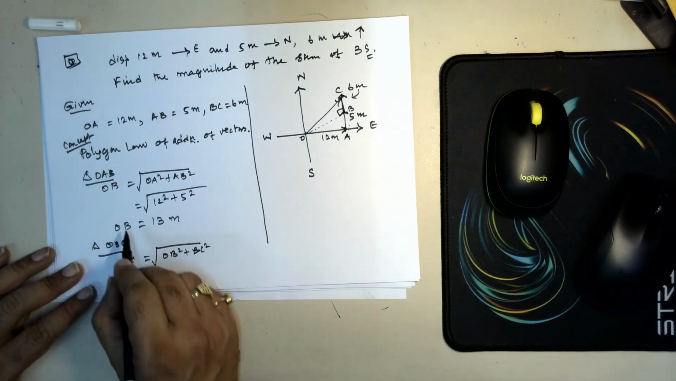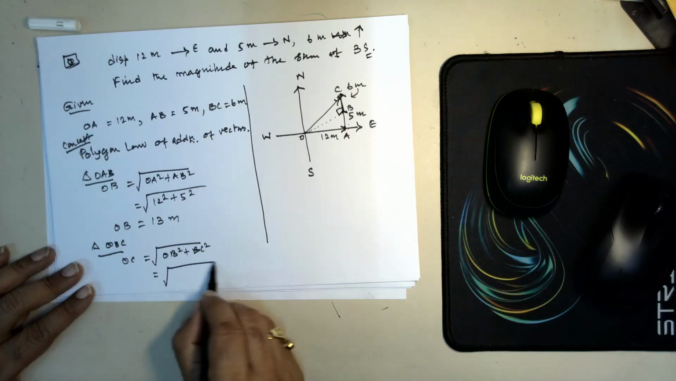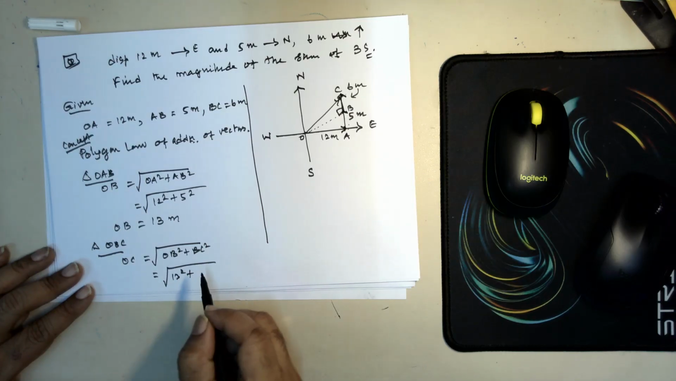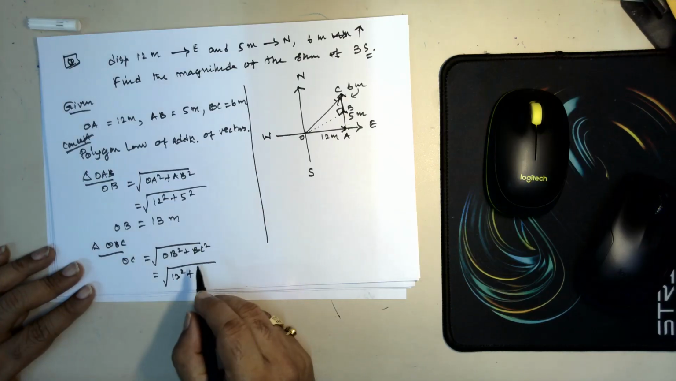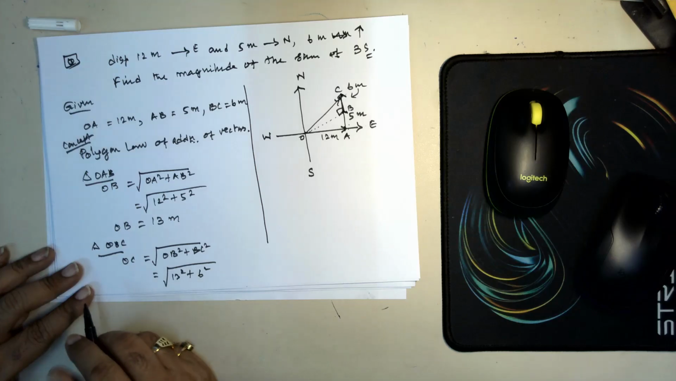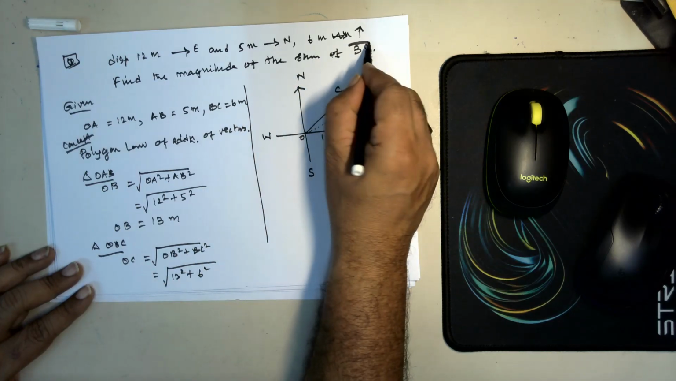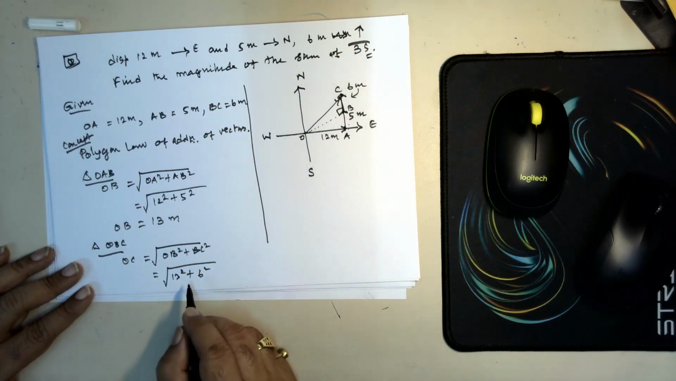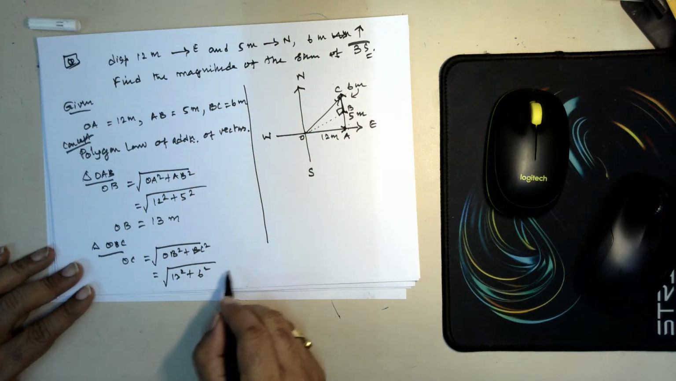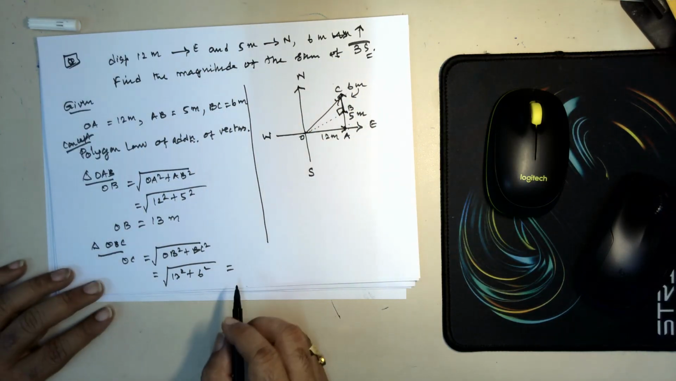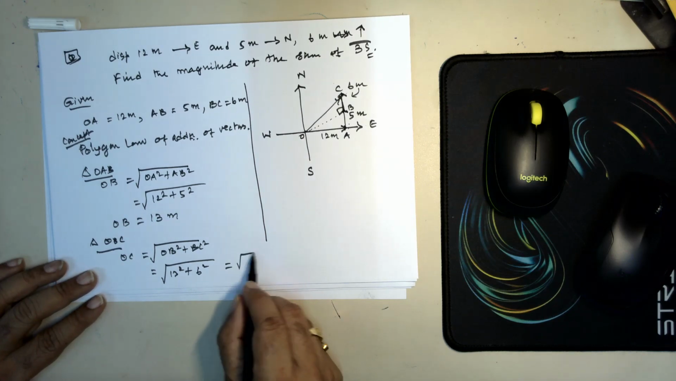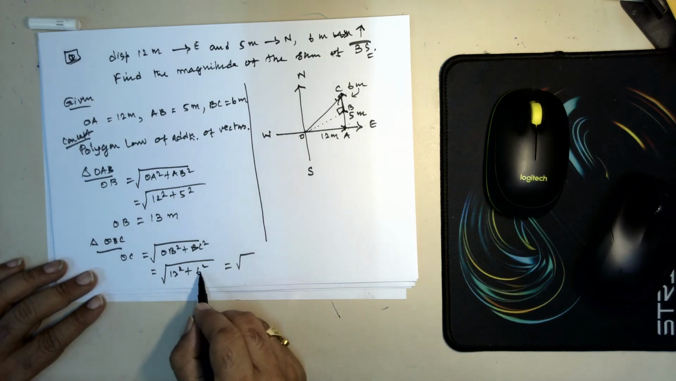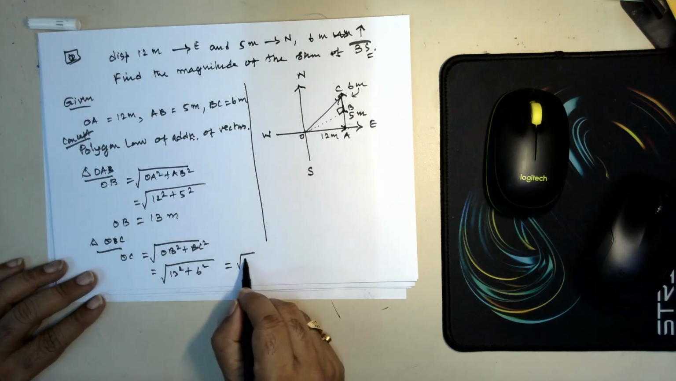Now you have already got OB. Therefore, 13 squared. And what is BC? BC is 6, so 6 squared, because it goes vertically upward from here. That is why I have taken 90 degrees, right? So 13 squared plus 6 squared. What is the answer? 205, right? 169 plus 36 means 205.